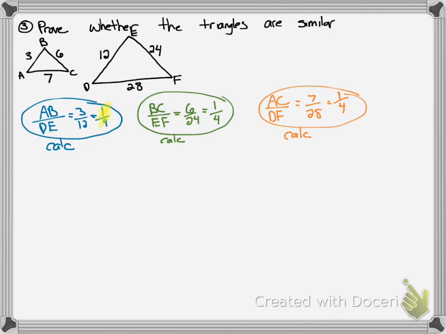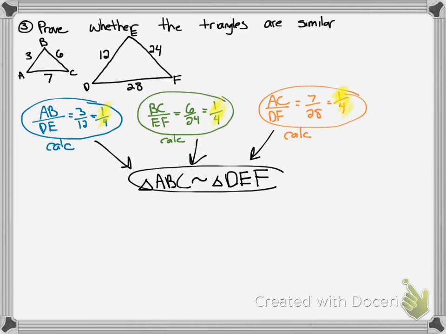Because they're all the same, only because they're all the same, those three bubbles let me know that triangle ABC is similar to triangle DEF. And those three bubbles are all talking about side ratios, so it's side-side-side similarity.